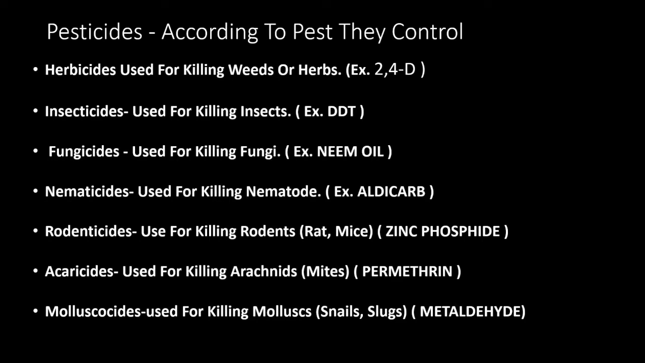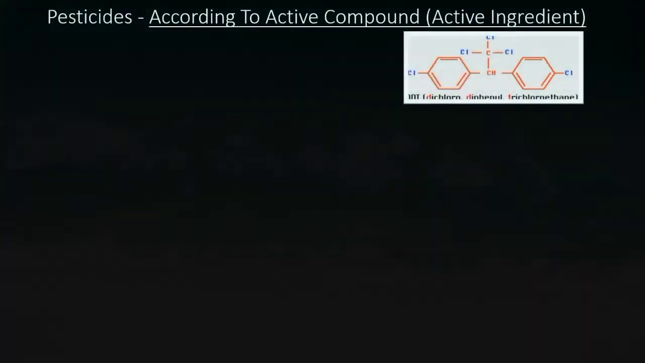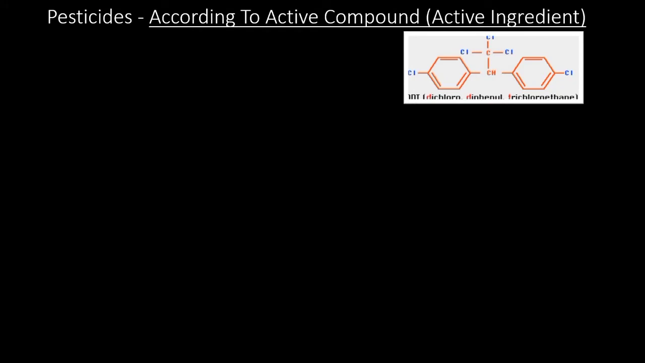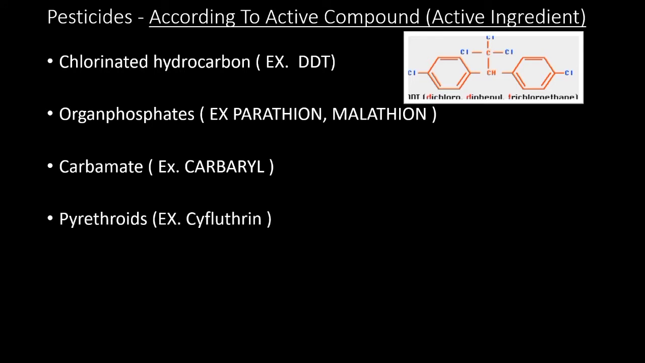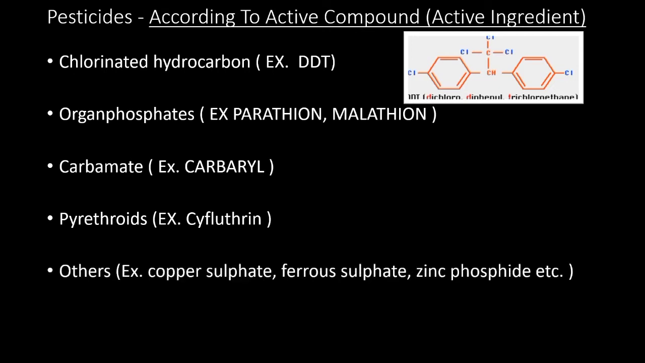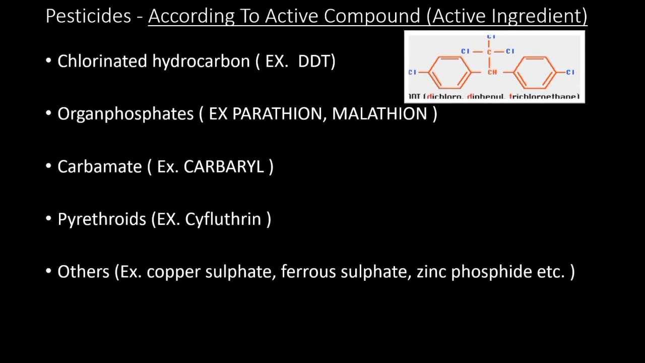Let us see the classification of pesticides according to chemical nature. Chlorinated hydrocarbon, example is DDT. Organophosphates, example is parathion, malathion. Carbamate, example is carbaryl. Pyrethroids, example is cyfluthrin. Others. Examples are copper sulfate, ferrous sulfate, zinc phosphide, etc.